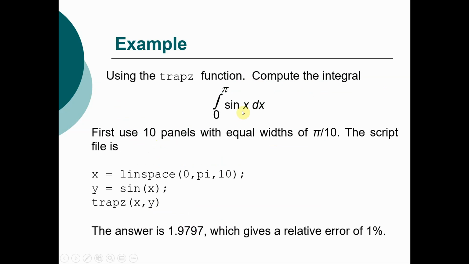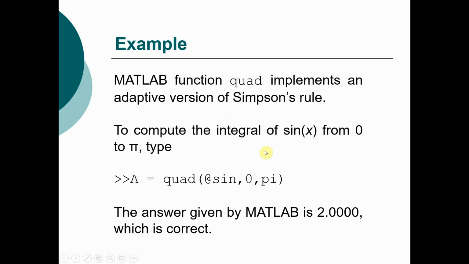So if you want to find the value of this integral from 0 to pi, we can have a vector x, a linearly spaced vector between 0 and pi with 10 data points. Find y and then apply the traps function. It gives us this value, which has around 1% error. Or you can use the quad function.